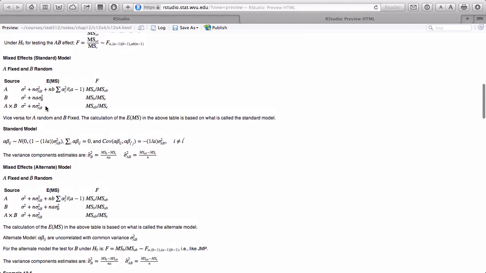But now I'm going to talk about mixed effects. And notice I say mixed effects standard model. Well, why do they call it a standard model? That's because there is another model that we'll call the alternate model. So you need to know the difference, because JMP uses the alternate model.